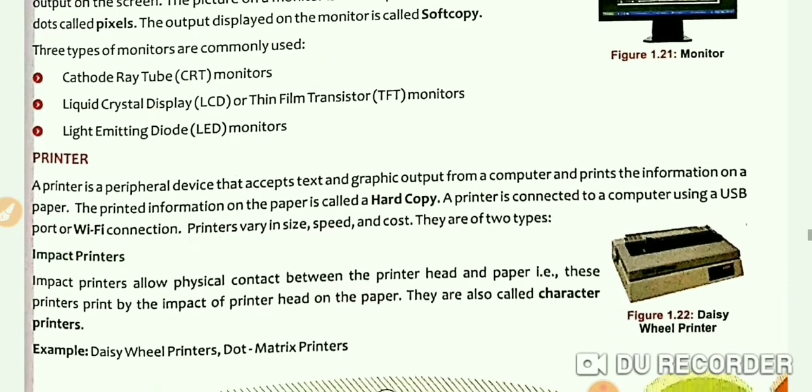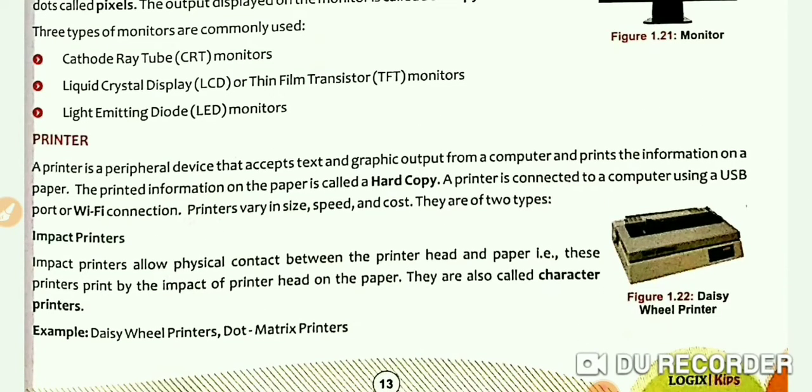There are basically three types of monitors. First one is cathode ray tube monitors, that is CRT monitors. It's similar to your TV. And the second one is LCD or TFT monitors, and the third one is LED monitors.